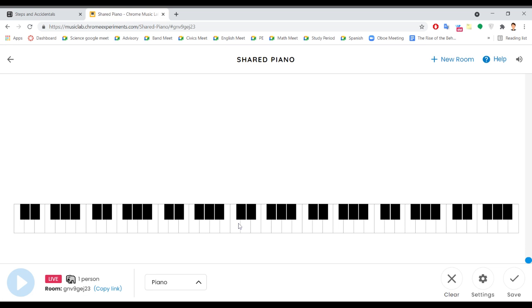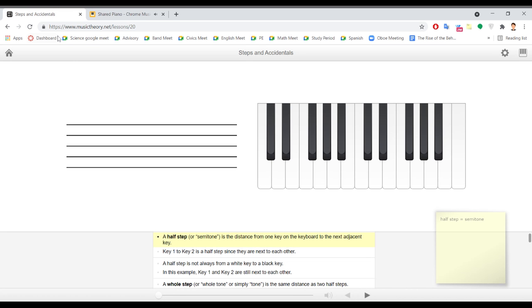So, if I told you to move a half step from C, then you would move either to the left or to the right. So if I told you to move a half step from C to the right, then you would go from C to this key. And I'll tell you what that means later. And if I told you to go a half step from F to the right or left, and I said left, then you would go to this key because that's the closest adjacent key. So, as I said before, key 1 and key 2 are a half step and they are next to each other, and this is the closest adjacent key you can move to.